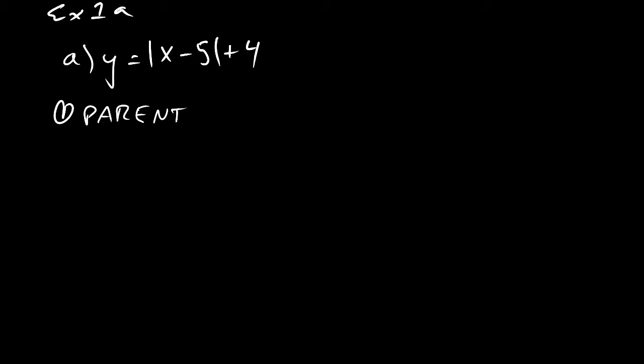A parent graph is what happens when you take away all the numbers. So if I take away my negative 5 and my positive 4, what am I left with? I'm left with y is equal to absolute value of x. Now they're not actually gone, they're still here, but that was just for a parent graph. So we have found our parent graph.